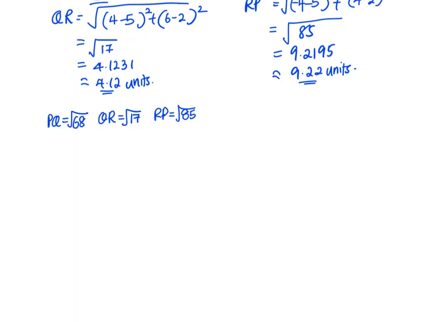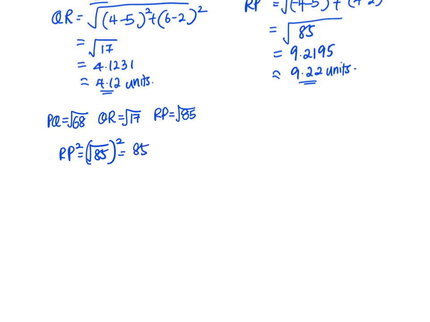We should start with the longest side. Which is the longest side in this case? That will be RP, isn't it? So we'll start off our converse of Pythagoras theorem in the following way. RP square is equal to square root of 85 holding square, which gives me the number 85.